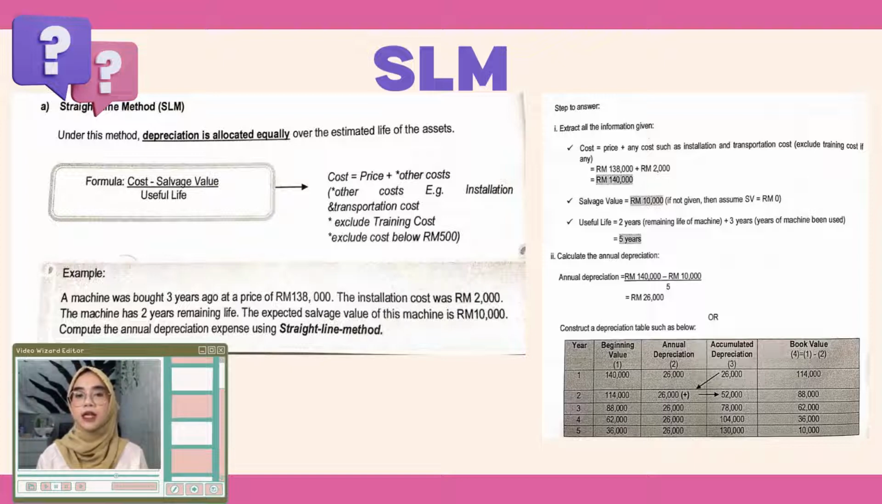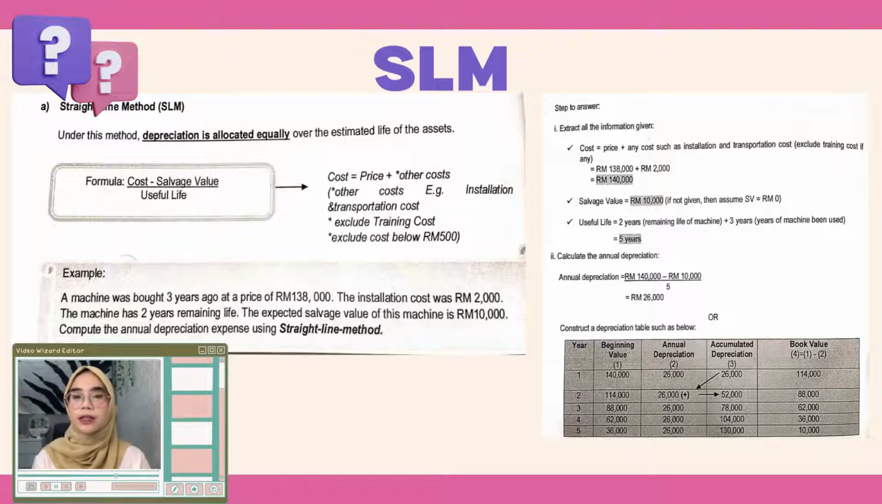Next, after we have listed all the information given, we start to calculate the annual depreciation. Annual depreciation equals RM140,000 minus RM10,000, divided by 5, so equals RM26,000. Or you can construct a depreciation table such as in this example. If you want to use a table, divide it into 5 columns for year, beginning value, annual depreciation, accumulated depreciation, and book value. Then you just put the values in the box of each column.